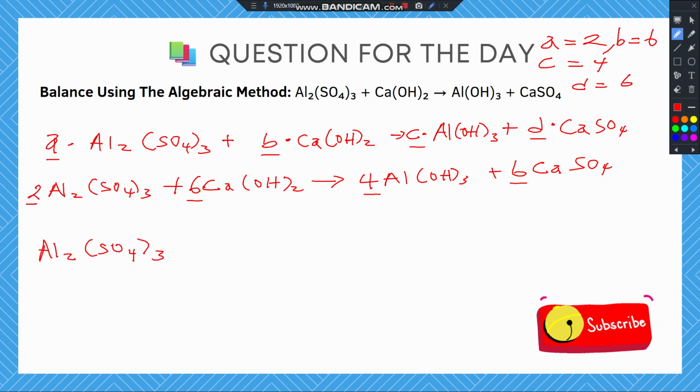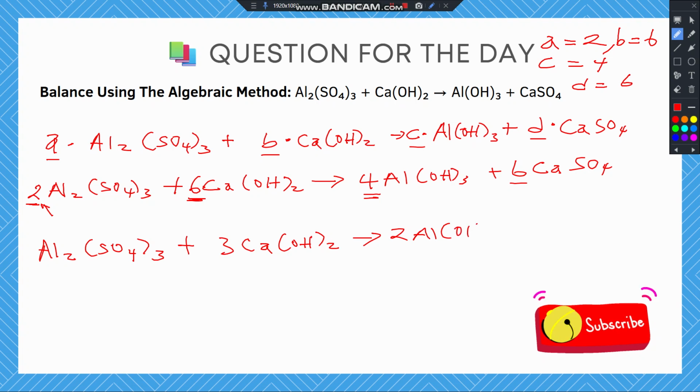(SO4)3, since 2 divided by 2 over here is 1, okay? And then 6 divided by 2 gives us 3. So we have 3 Ca(OH)2, yielding 4 over here divided by 2 gives us 2 Al(OH)3 plus 6 divided by 2 here gives us 3 CaSO4. This, my friends, is our final balanced equation.